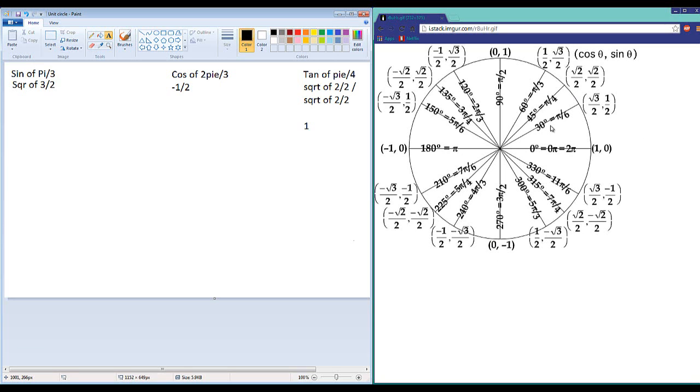Very easy, everybody. The unit circle is easy stuff, so just remember the circle, and the rest of it will be super easy. With that, I hope you all learned math today.